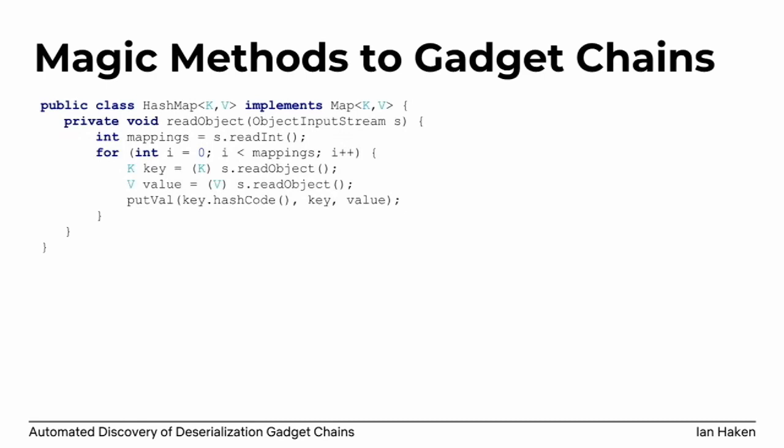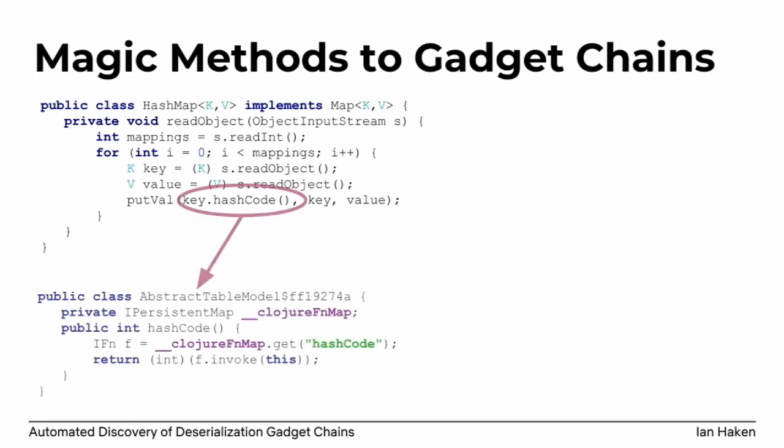So here's an example of how magic methods get you to a gadget chain. This is a really simplified version of what readObject looks like in a hash map. And the main thing to notice is that it reads keys and values out of that object input stream and calls hashCode on the key.